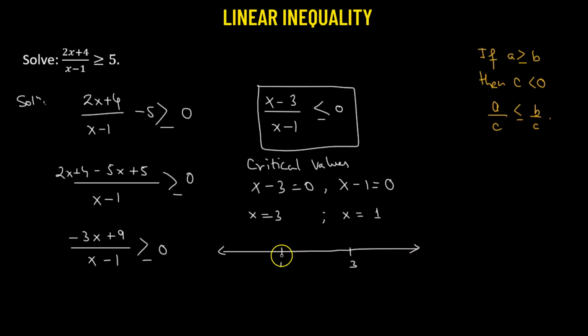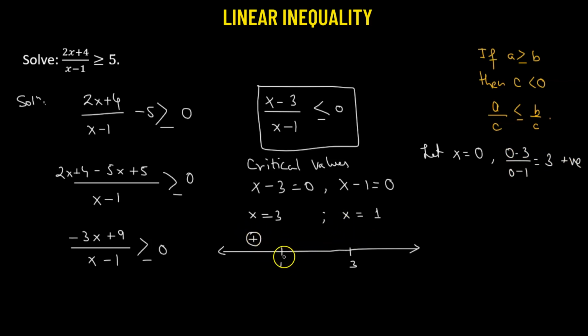Now we'll consider some values. Let x be 0. So x equals 0 is a value lying to the left of x equals 1, or we can say values less than 1, and we will substitute that value into our rational expression, which is (x minus 3) over (x minus 1). This gives us 0 minus 3 divided by 0 minus 1, which is negative 3 over negative 1, that's 3. So here, we are getting a positive value.